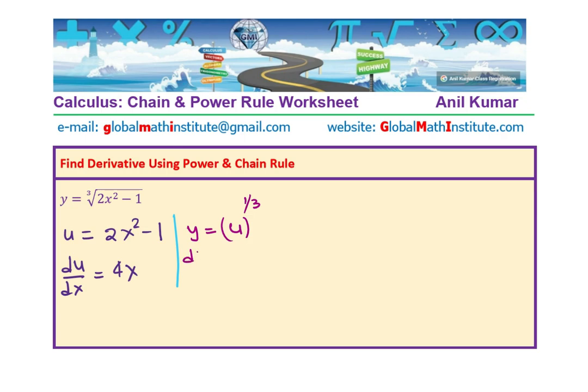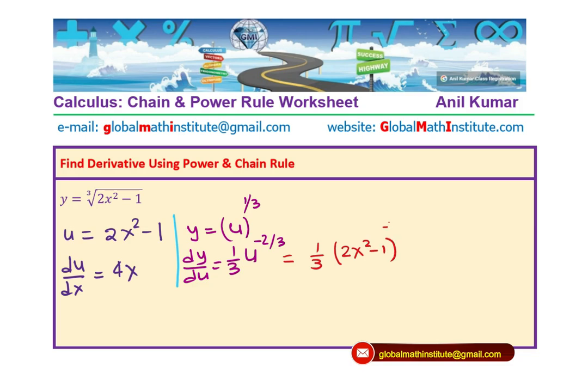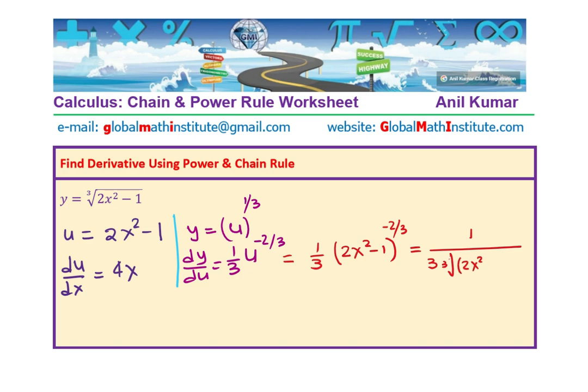Clear? So what is dy du equal to? Dy du will be 1/3 of u to the power of 1 over 3 minus 1, which is minus 2 over 3. So is that clear to you? Now, we could replace u with 2x squared minus 1, right? So we get 1/3 of 2x squared minus 1 to the power of minus 2 over 3, correct? So if you want, you can rewrite this as 1 over 3 cube root of 2x squared minus 1 whole square, meaning I'll write them in brackets. Is that clear to you, right? That is how you write.